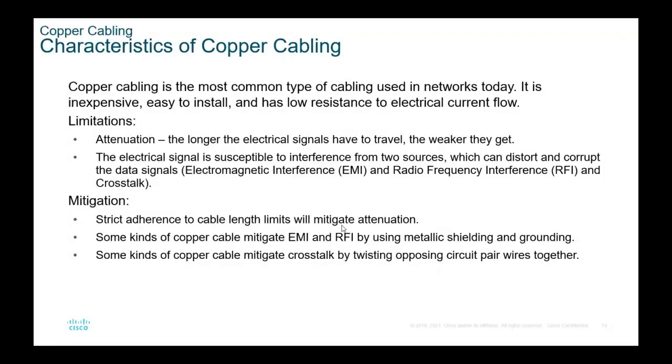Some kinds of copper cable mitigate EMI and RFI because they have shielding. Those are just typical Ethernet cables, but you can have what's called shielded twisted pair, where instead of just having a plastic cover, within this plastic cover there's actually a metal foil that protects against the interference coming from outside.